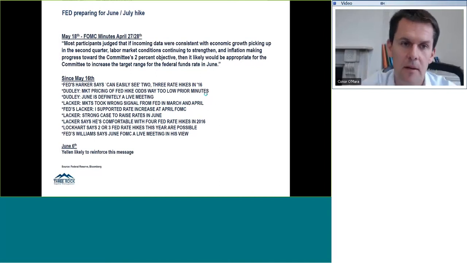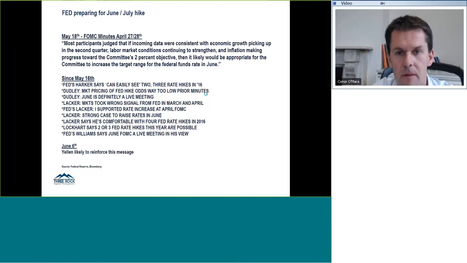You can see the quote from that, the second half of the last sentence: then it likely would be appropriate for the committee to increase the target range for the Fed funds rate in June. Now that's as explicit as the Fed gets, in my experience.